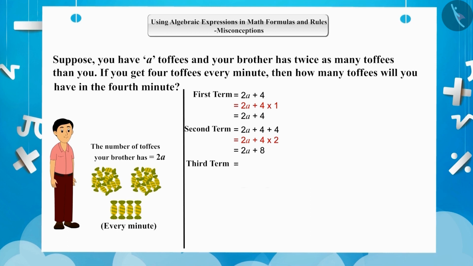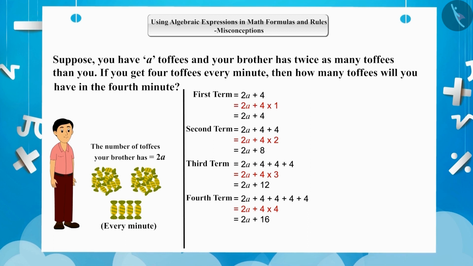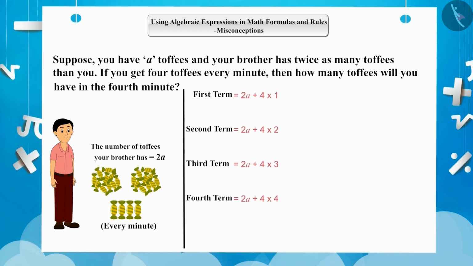The third term will be 2a plus 4 plus 4 plus 4. That means 2a plus 4 times 3 is equal to 2a plus 12. And the fourth term will be 2a plus 4 plus 4 plus 4 plus 4. That means 2a plus 4 times 4 is equal to 2a plus 16. Thus, after the fourth minute, the number of toffees your brother will have is 2a plus 16. So we can say that after n minutes, the number of toffees your brother will have is 2a plus 4n.